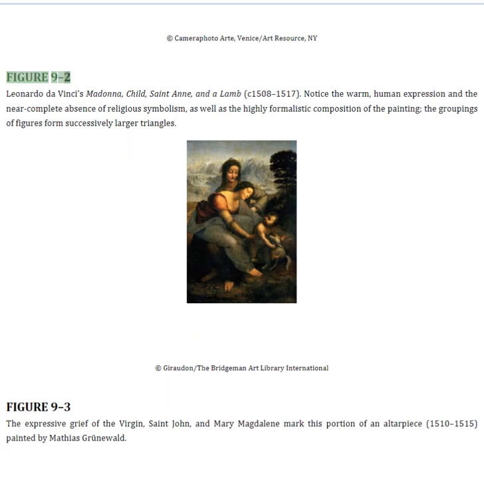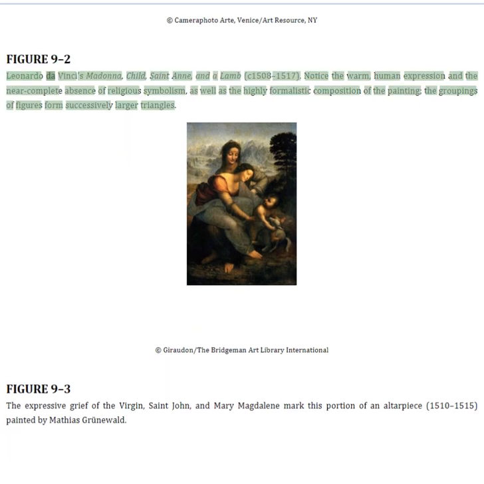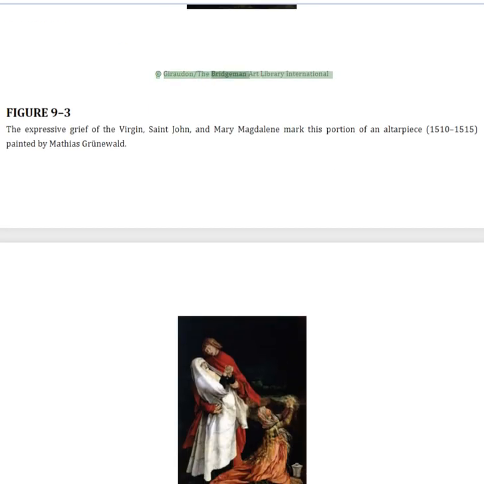Figure 9.2. Leonardo da Vinci's Madonna, Child, Saint Anne, and a Lamb. Notice the warm, human expression and the near-complete absence of religious symbolism, as well as the highly formalistic composition of the painting. The groupings of figures form successively larger triangles. Copyright Giraudon, the Bridgeman Art Library International.